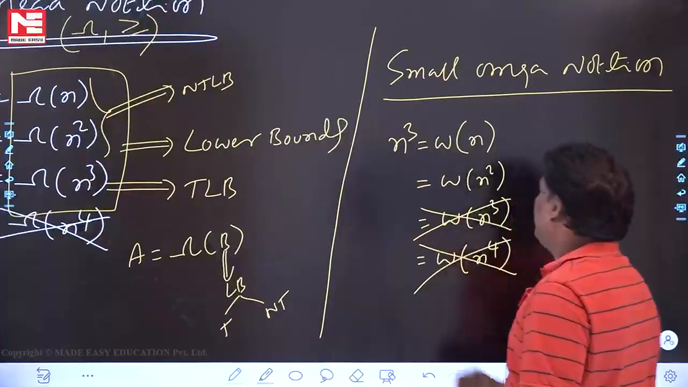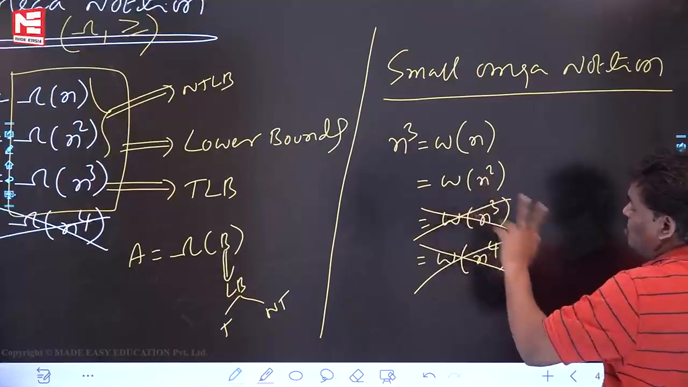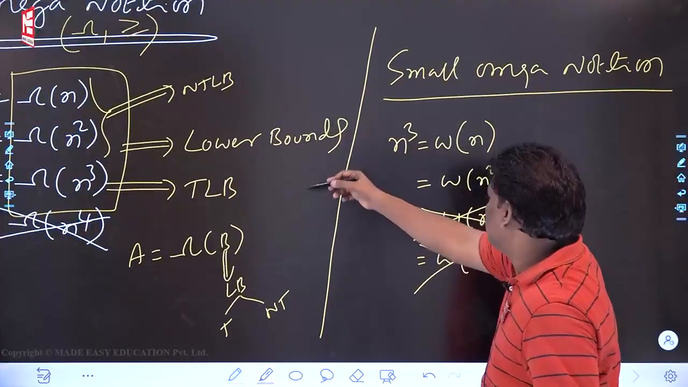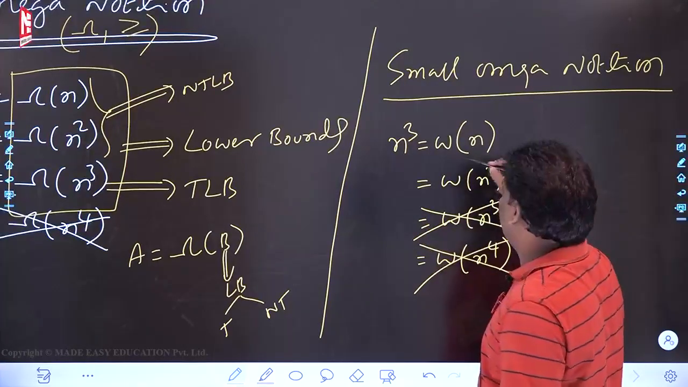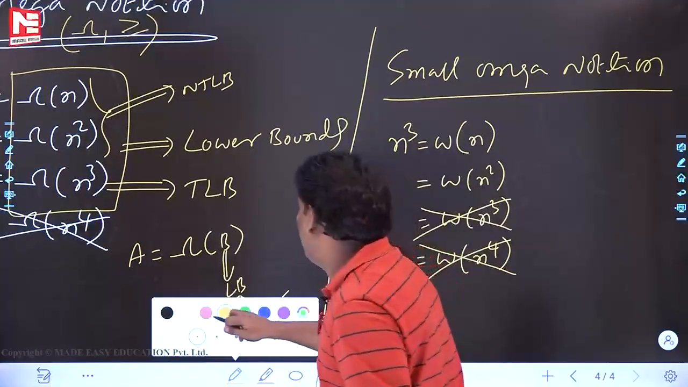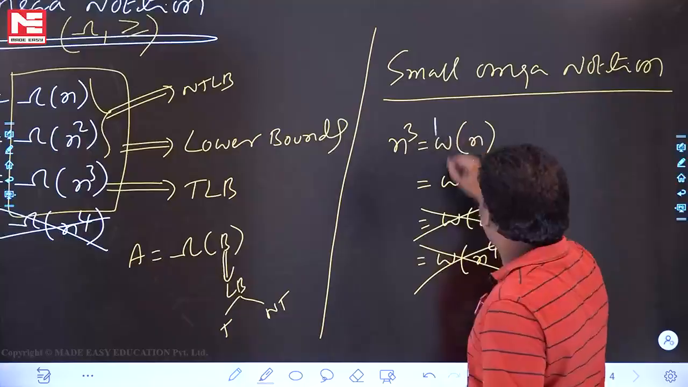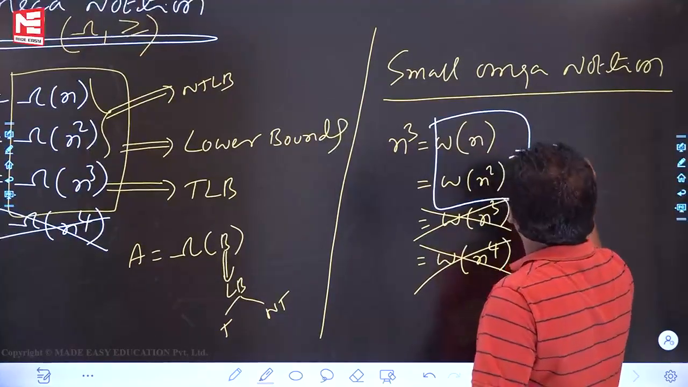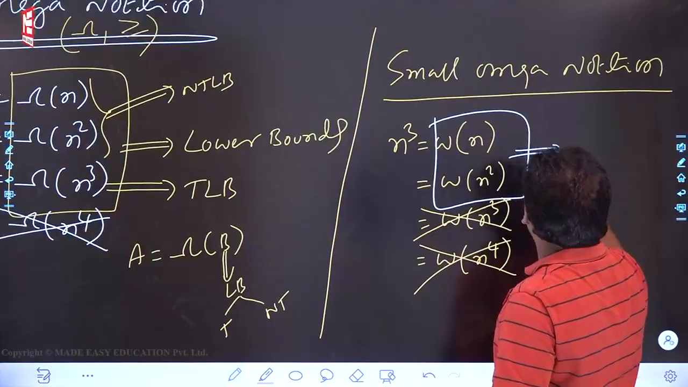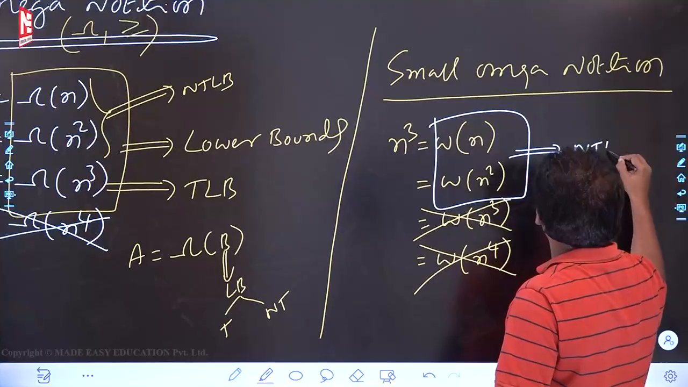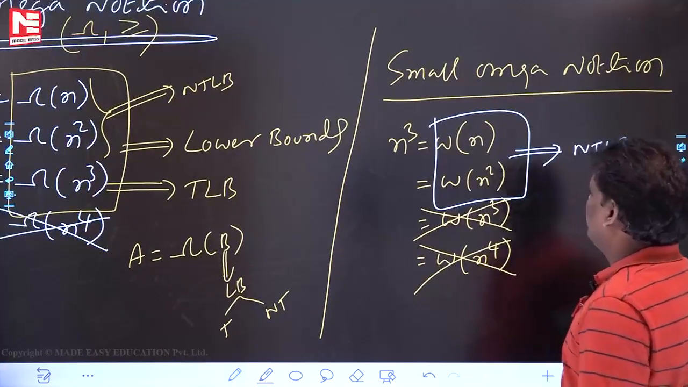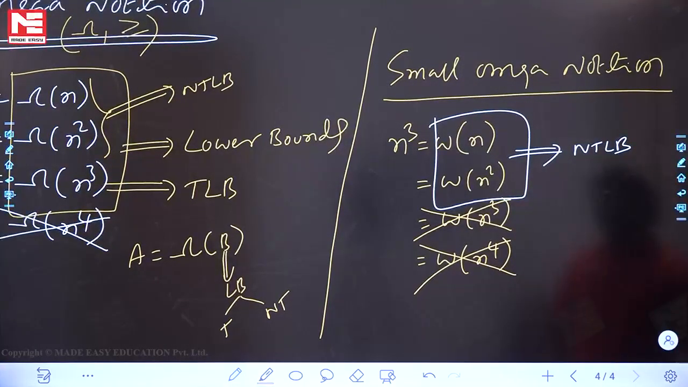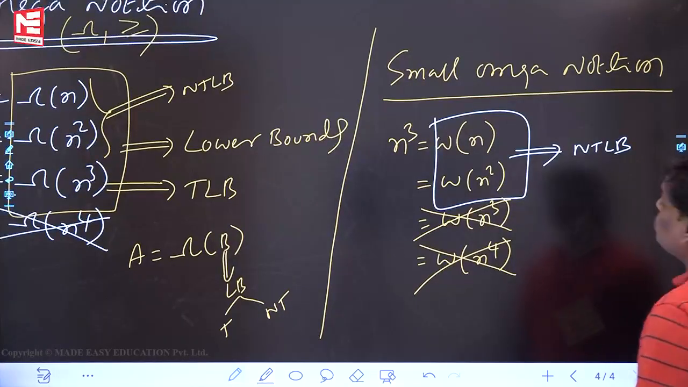Right, this is also. Left will be strictly greater. There is no equal. At least in the previous case, equal was possible, but here equal is not there. So, can you help me with the small omega notation? You tell me, what is there on the right side? Lower bounds which are not tight. Not the tightest lower bounds. In small omega notation, on the right hand side, if you observe, lower bounds which are not tight.